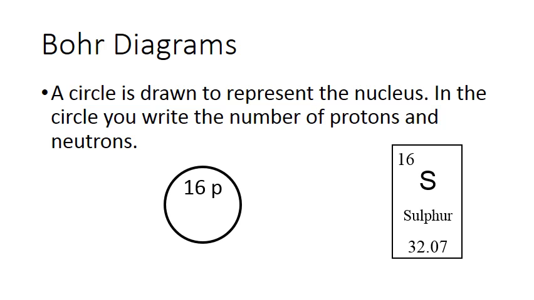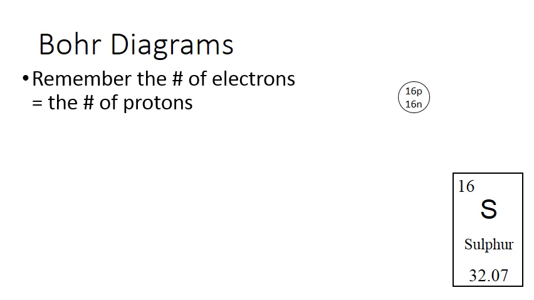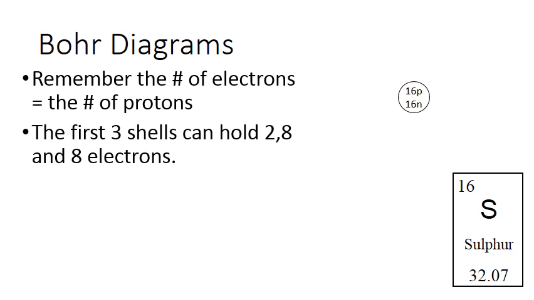Next we need to figure out the neutrons. So we'll take our big number, subtract our little number. We get 32 minus 16 is 16 neutrons. So we put 16n. So the next thing we need to do is add the electrons. Now you need to remember that the number of electrons is equal to the number of protons. So since sulfur has 16 protons, we're going to have to draw in 16 electrons.